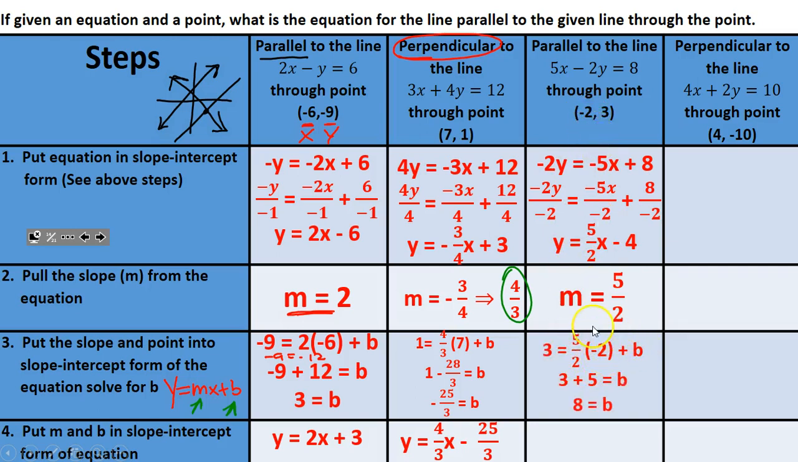This would end up being negative 10 divided by 2, which would be negative 5. We're going to add the 5 to both sides. That's going to be 3 plus 5. So our b is going to be 8. This is our slope, 5 over 2. So y is equal to 5 over 2x plus 8.